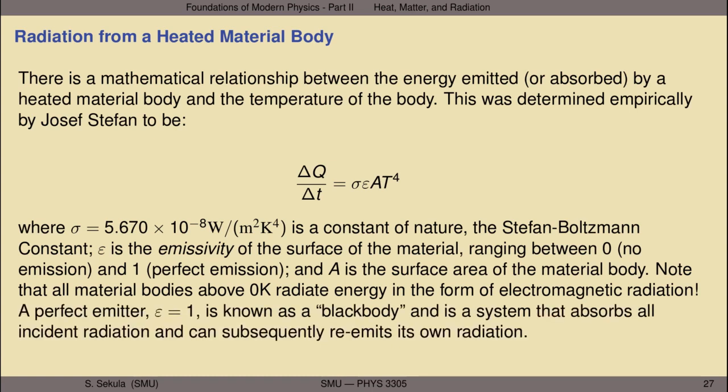A perfect emitter with emissivity of 1 is also known as a blackbody. It's a very special kind of object. It is a system that absorbs all incident radiation, and it can subsequently re-emit its own radiation with perfect emissivity. Black bodies are a special laboratory for testing the interface of the laws of mechanics, the movement of the constituents, and the laws of motion that describe the allowed states of motion of that material at its smallest level, and electromagnetic radiation, the emission of light.